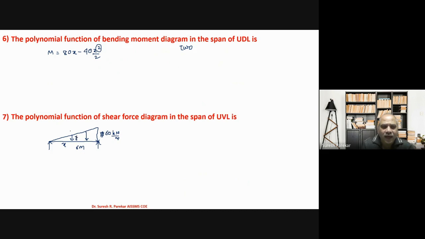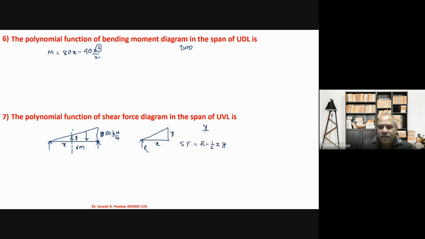So if we want to find the shear force at distance x, how will we get it? We will have it like this. This is reaction R, this is 60, this is y, and this is x. Then the shear force is equal to R minus half into x into y. Now how will we find y?